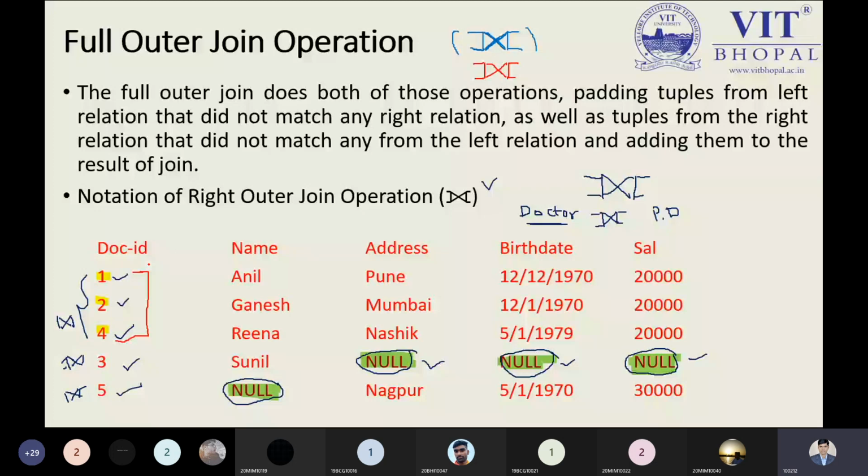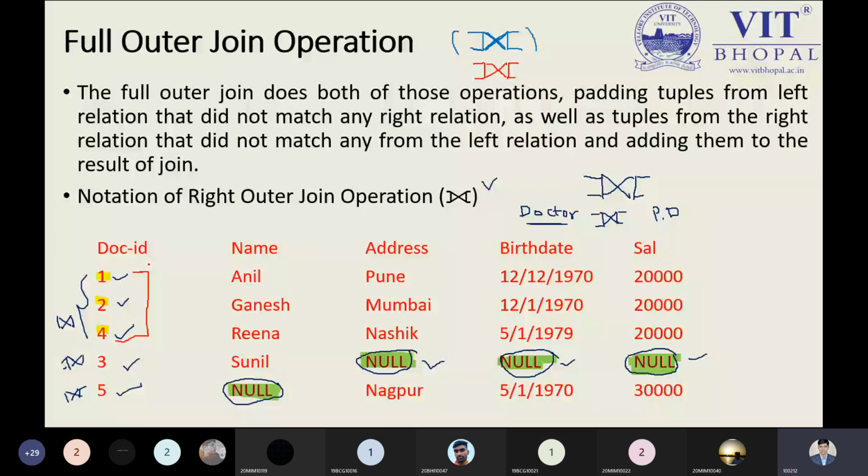So full outer join is clear to all right now? Yes, tell me right now, full outer join is clear? Or anyone who needs to ask any question regarding the full outer join? Yes, tell me. Any doubt so far? No, sir.